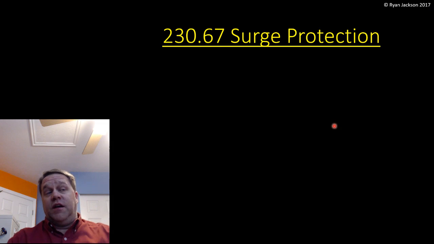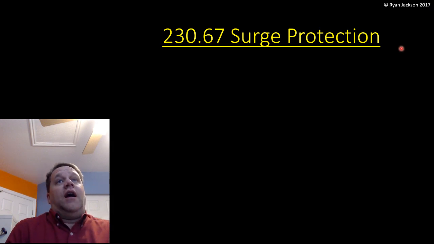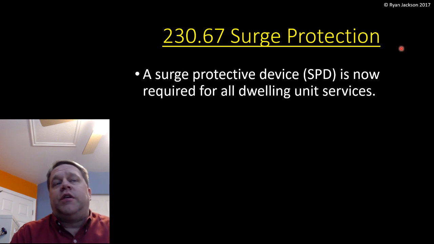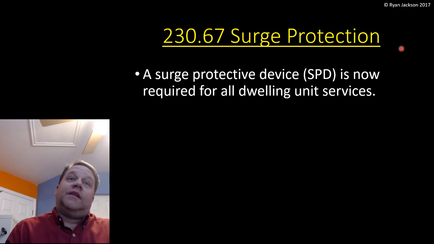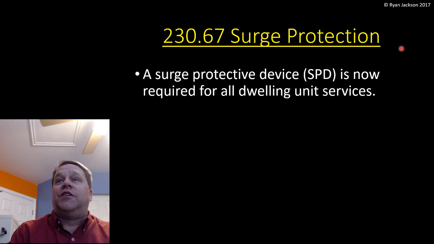Okay, getting into the big changes here. 230.67, surge protection. This one I found very surprising. A surge protection device is now required for all dwelling unit services. Well, there you go. That's the rule. You've got to have a surge protection device now for all dwelling unit services.